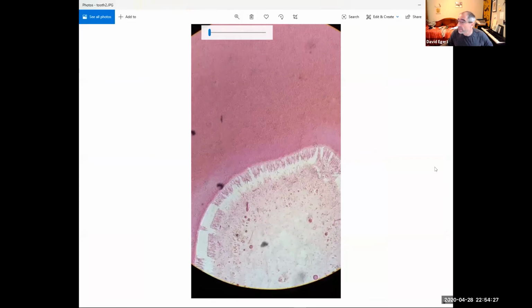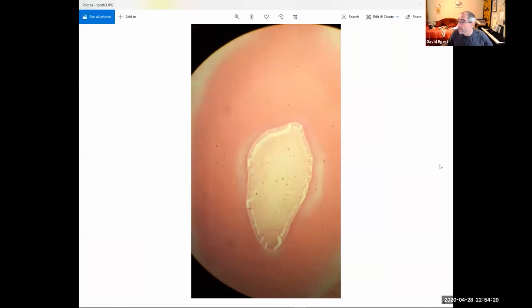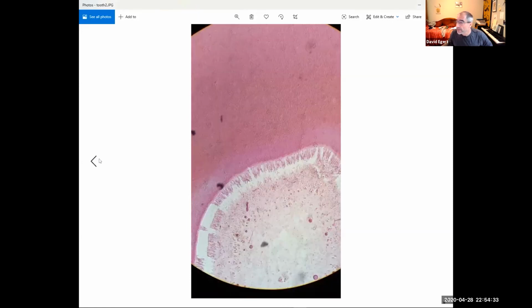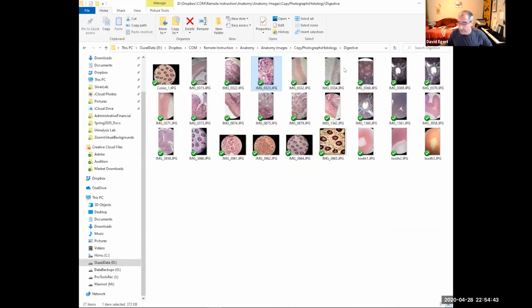I think I might have even one more, maybe not. But this gives you an idea. A cross section of a tooth is actually a little more interesting than you might think. Let me see if I have other things in here that would be interesting.